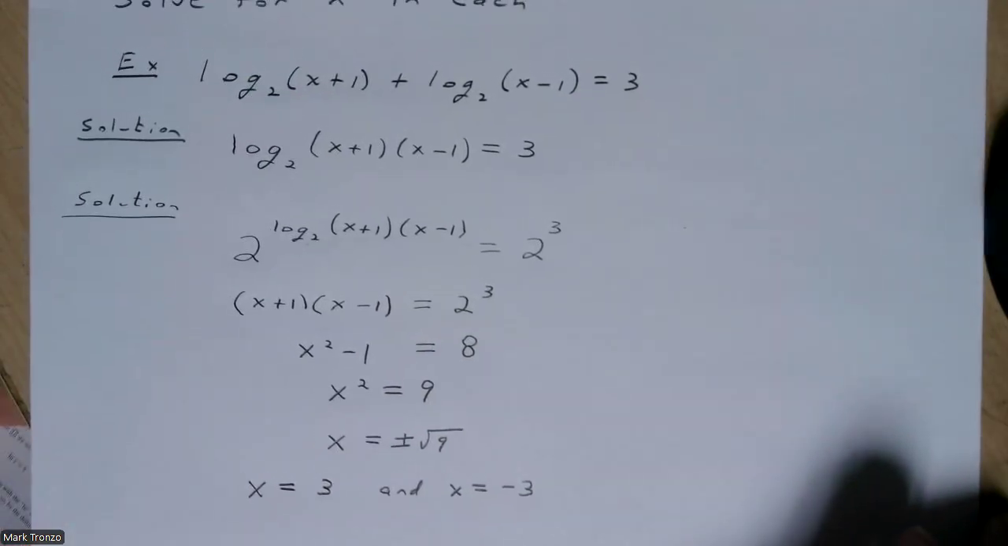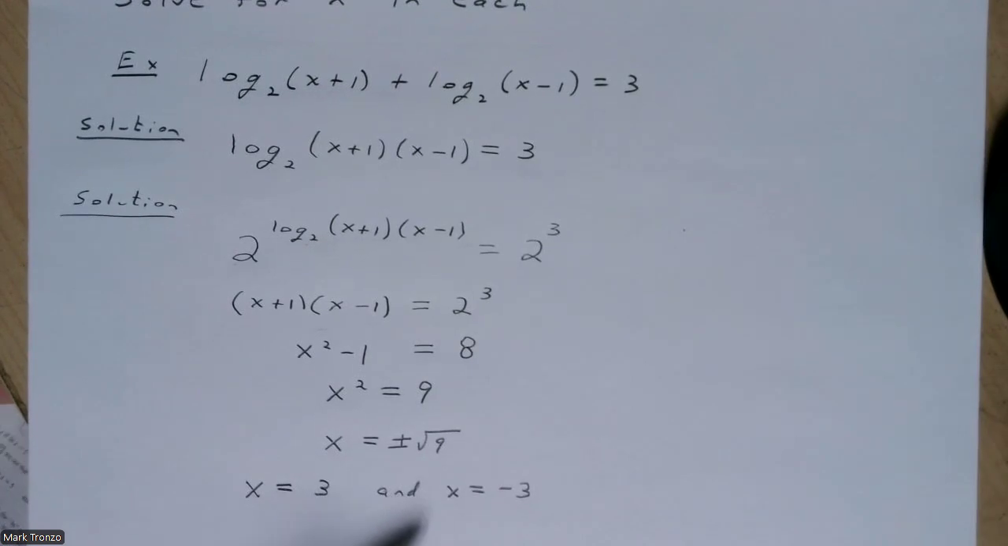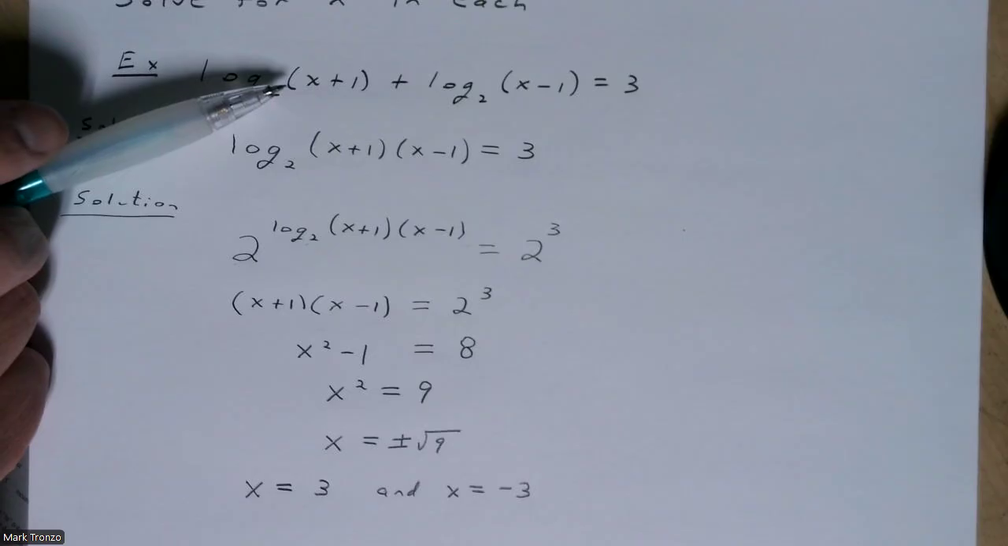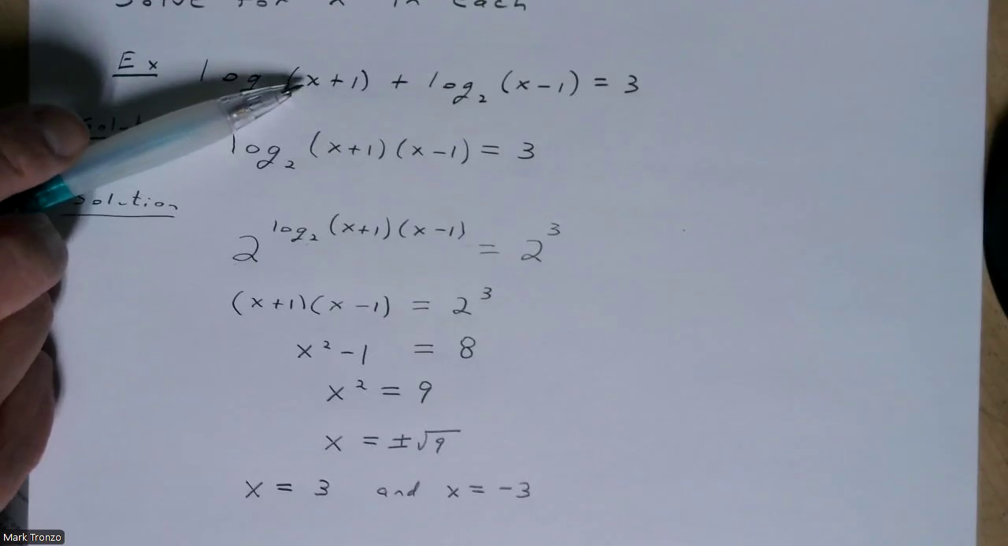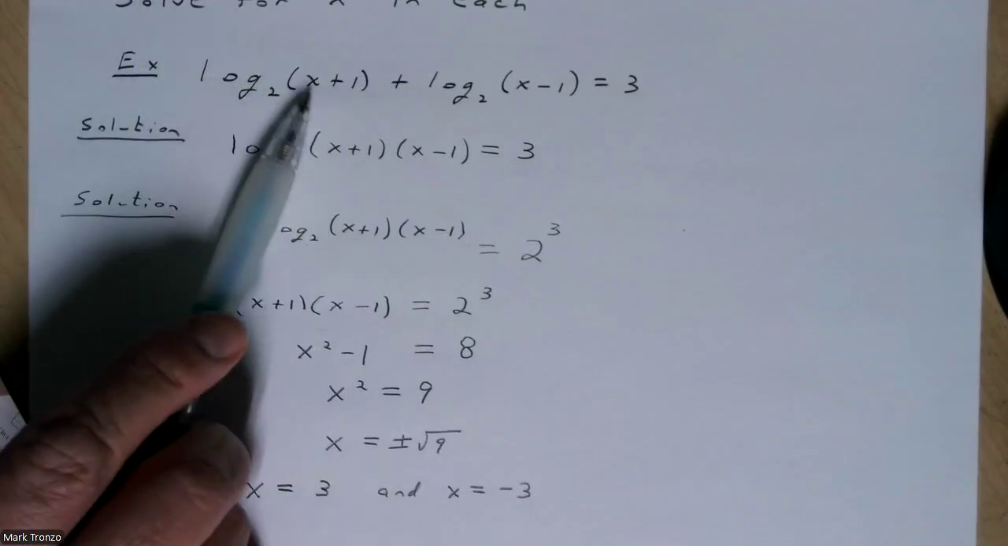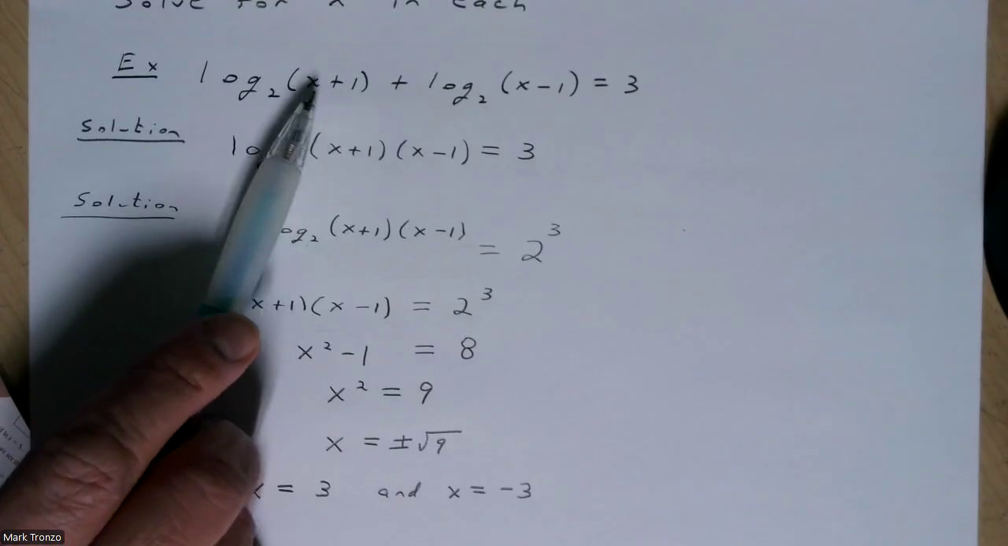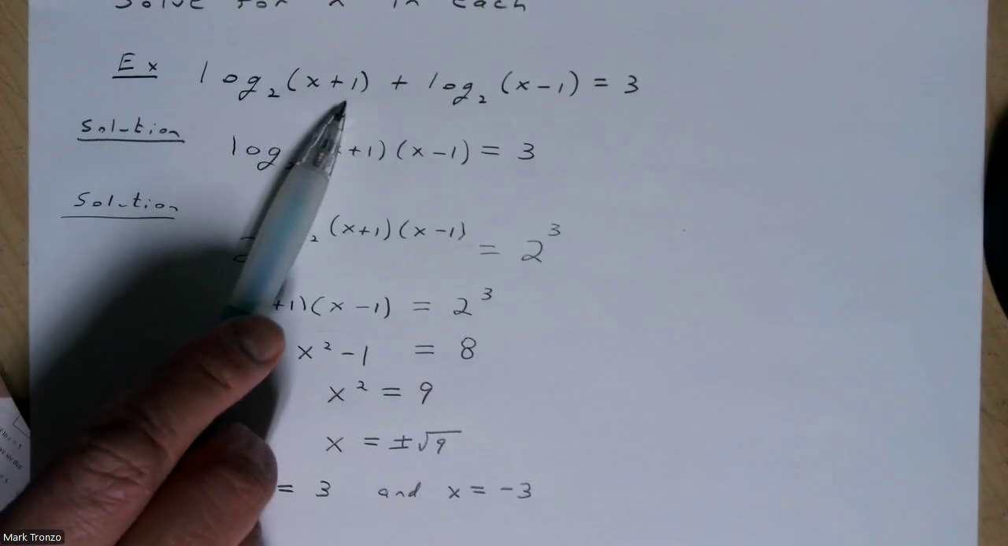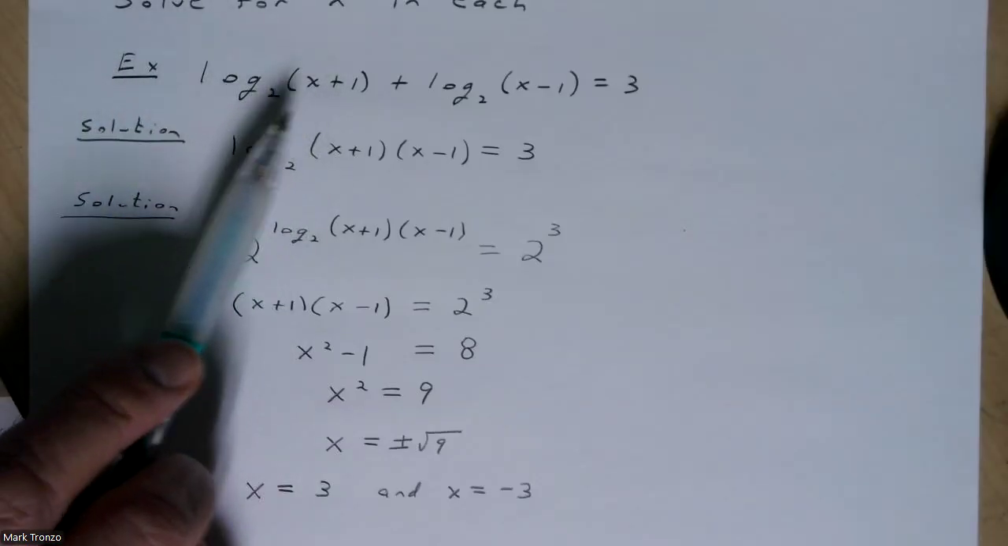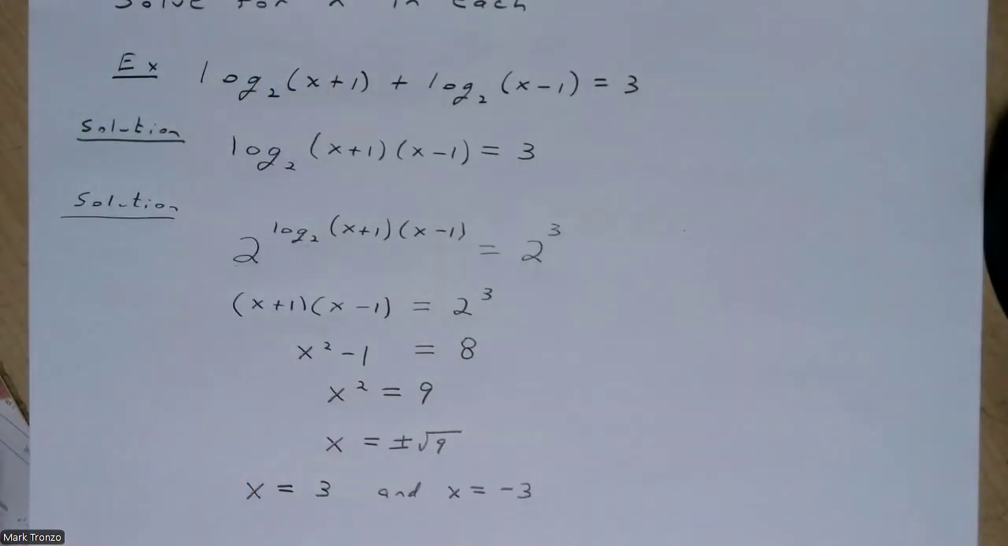The only problem with this is if you put x equals minus 3 back into the original function, that's going to give you minus 3 plus 1. So that'll be log of a minus 2. And you can't take the log of a negative number.